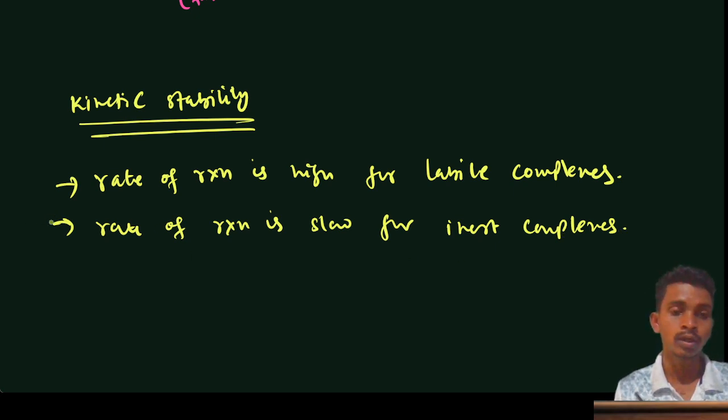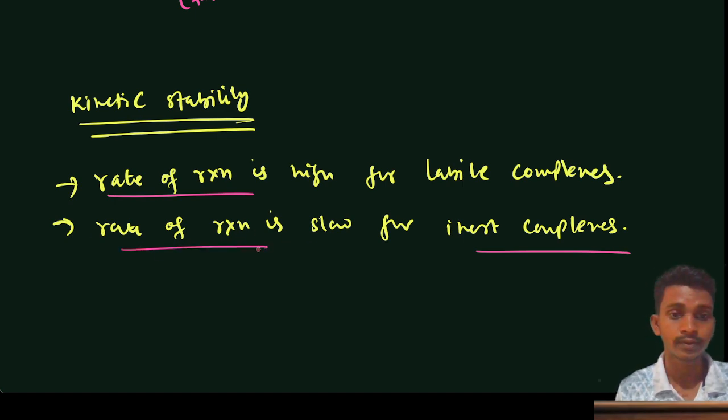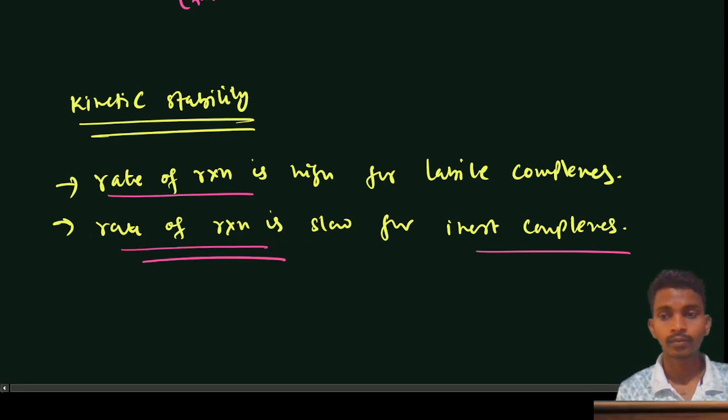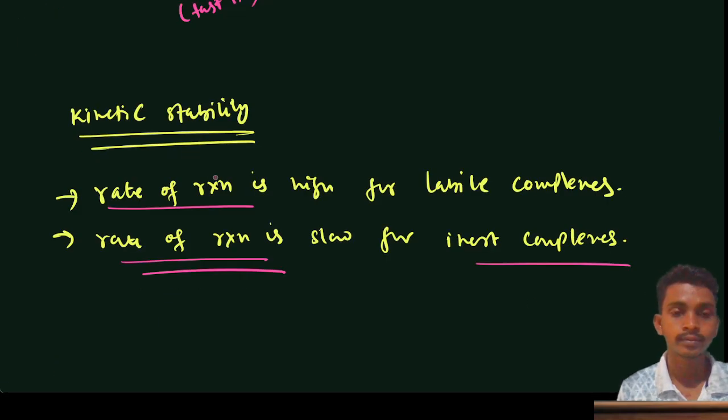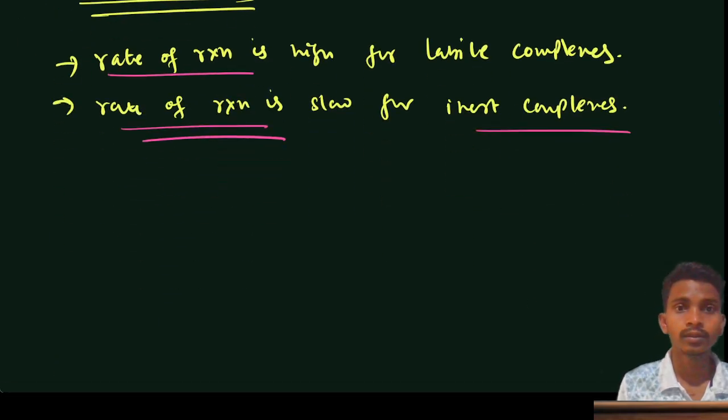So now we will see which complexes are labile and which complexes are inert. According to that, if they are labile complexes, they will give a high rate, and that is fast reactions. And if the complexes are inert, they will give slow reactions. Okay, now we will compare that.